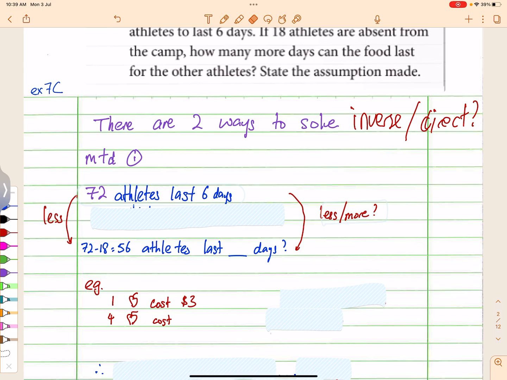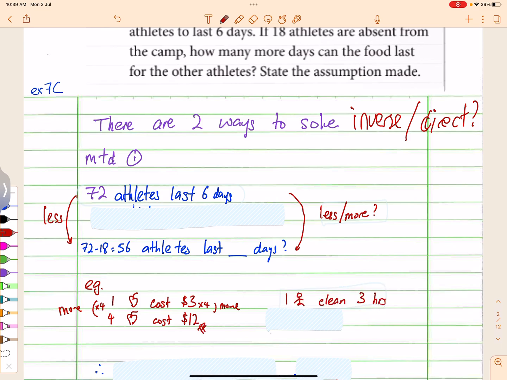Then four apples, does it cost more or cost less? So you see over here, this is more. Over here, this is more. So I can understand it as if I multiply by 4 here, I will also multiply by 4 here. So there you go, 4 apples cost $12.